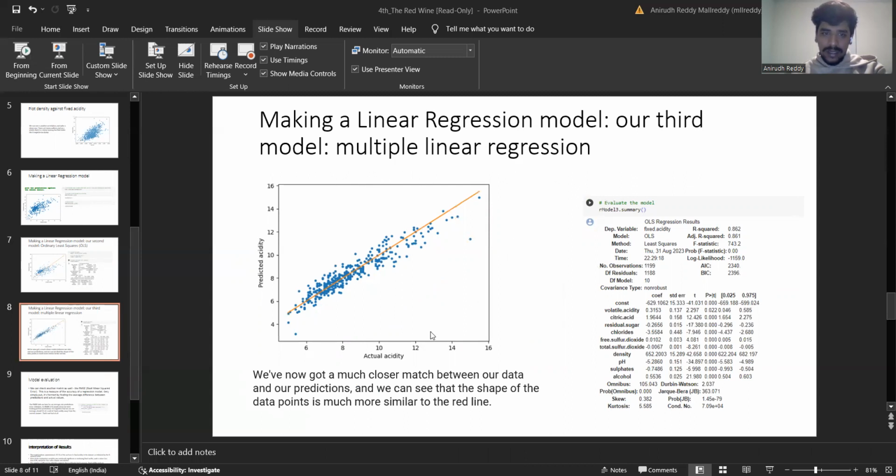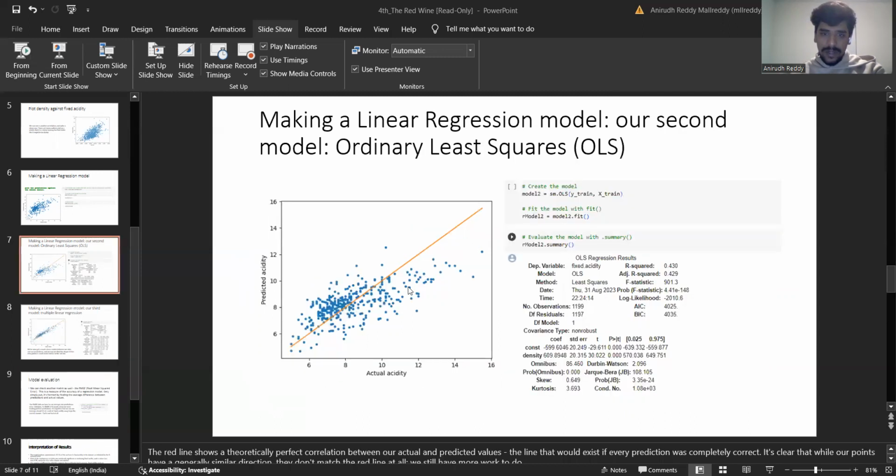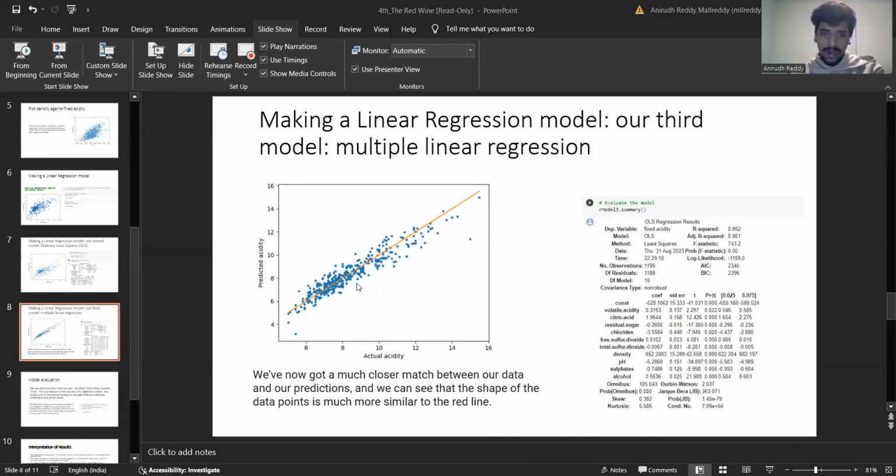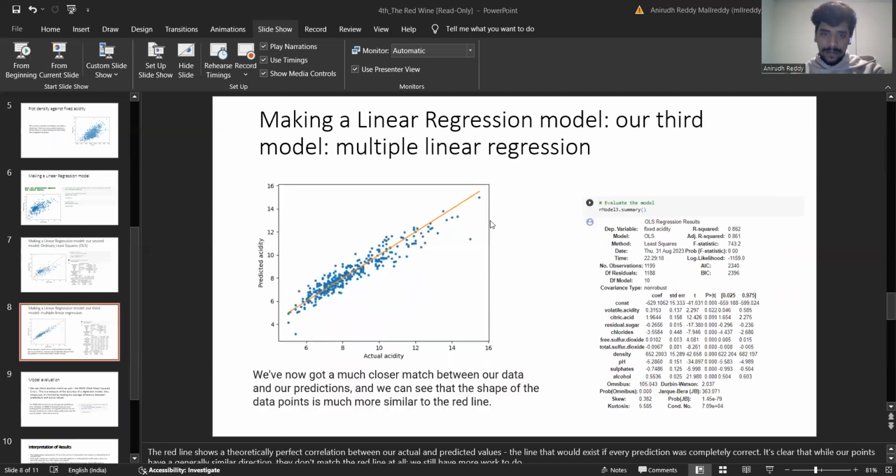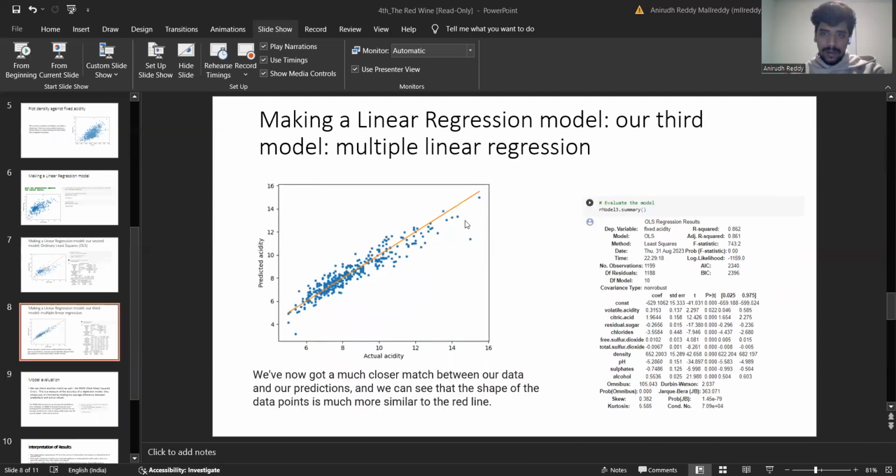So multiple linear regression. So yeah, we have got a much closer match between our data and our predictions. We can see that the shape of the data points is much more similar to the red line. You can observe over here the data points are widely spread, and in our third model, they're along the red line. You can find the difference. So this is the third model.